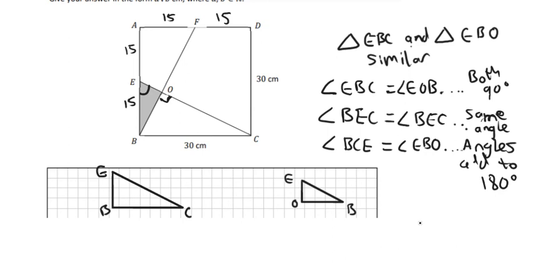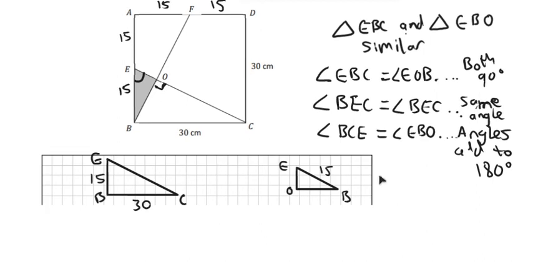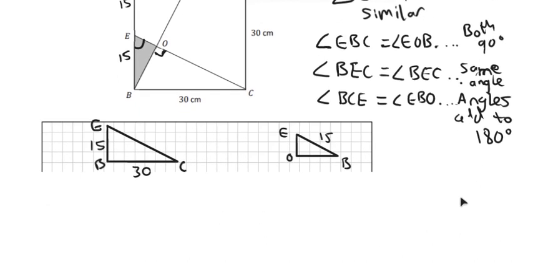So look at the big one, and let's fill in the sides. This has to be 30, and this has to be 15. We don't know what the hypotenuse of that would be, but we might not need it. The long side of EOB is 15, because it's out here. Now let's use the fact that they're similar triangles. The question was to find the length of EO, so we're going to put that in.